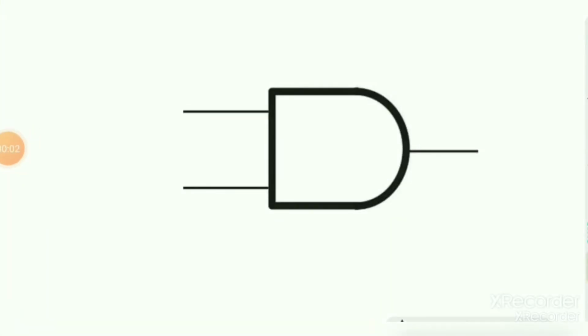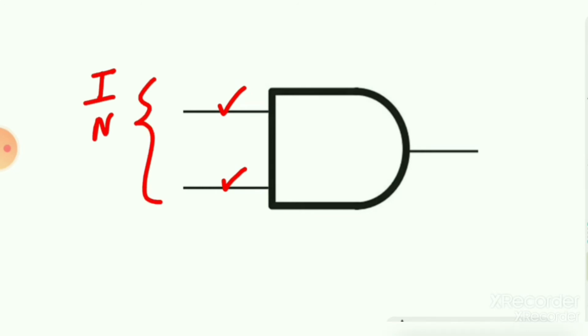AND gate is represented using this D-like symbol. These two lines are called input lines. Let me write it down. And this line is called output line.